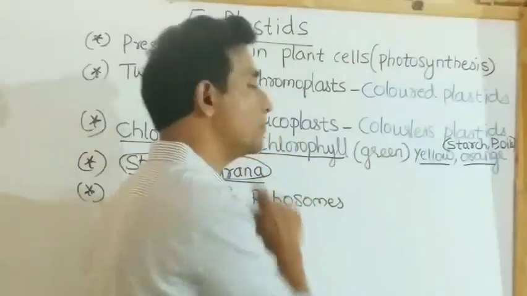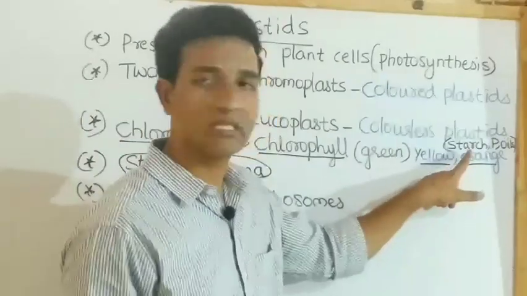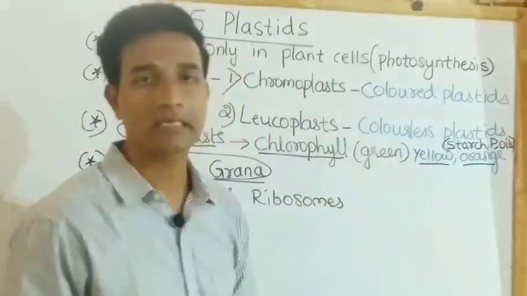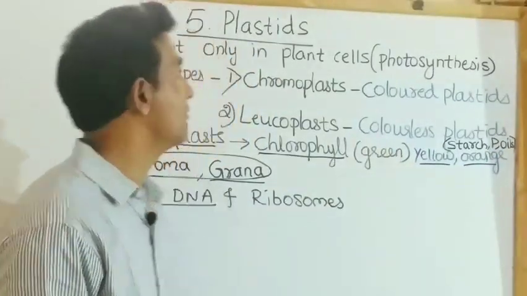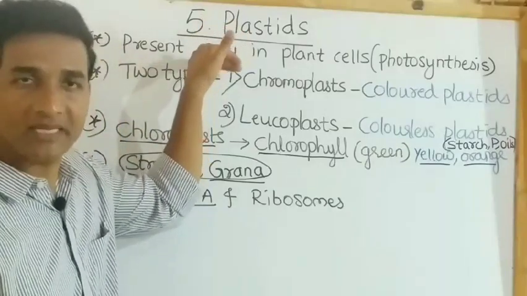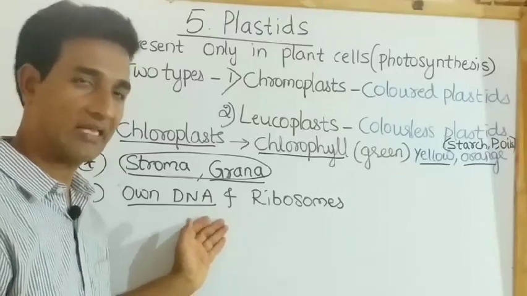The leucoplast helps in the storage of starch, proteins as well as oils. So it is a colorless plastid. So now we have studied in detail what plastids are, where they are present, the types of plastids, and finally the structure of plastids.